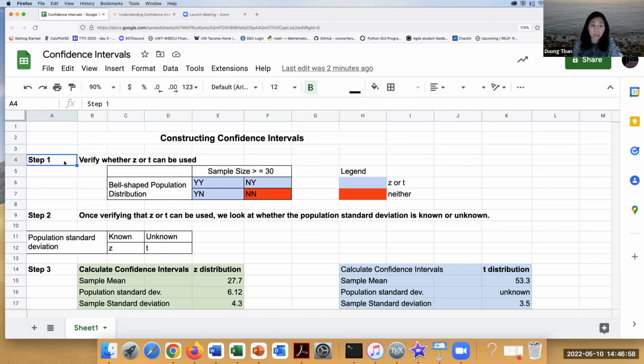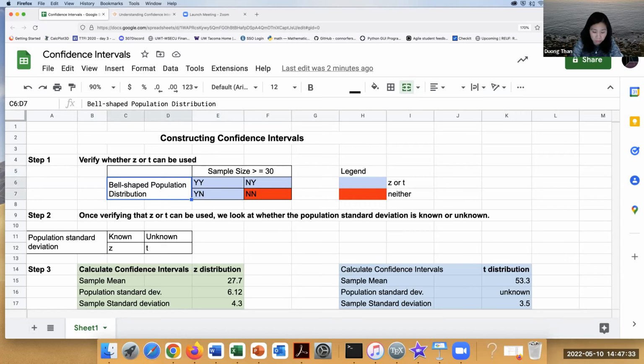First, given any situation or any sample, we need to verify whether the normal distribution, the Z distribution, or the T distribution can be used. As a reminder, the Z distribution is a normal distribution, and the T distribution is sometimes called the student distribution. In order to verify this, we need to look at the sample size and the distribution of the population.